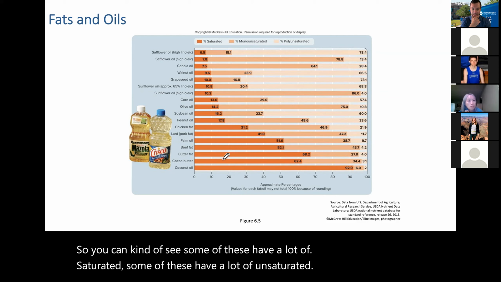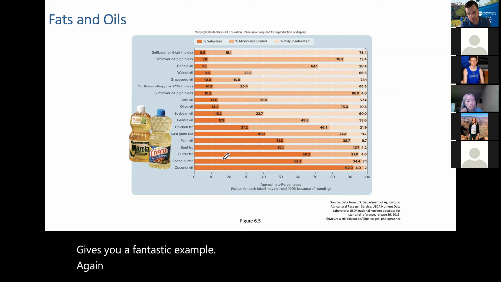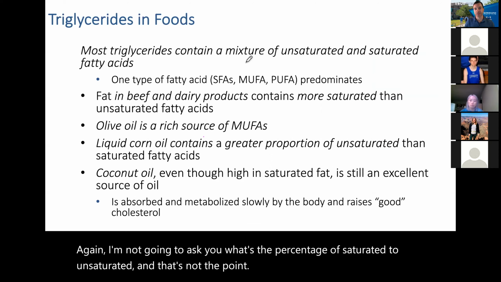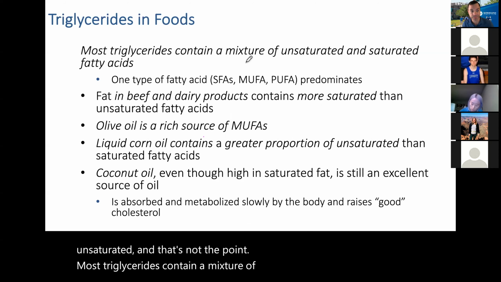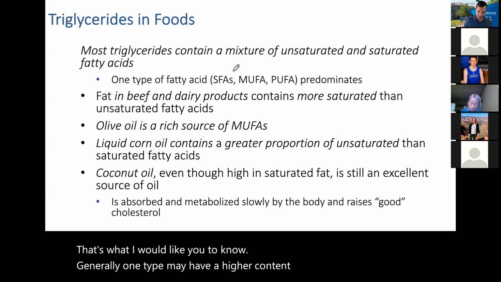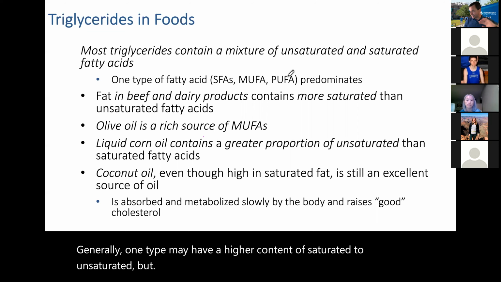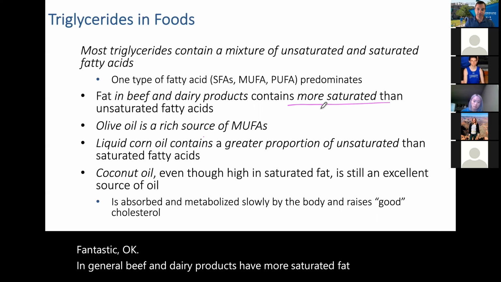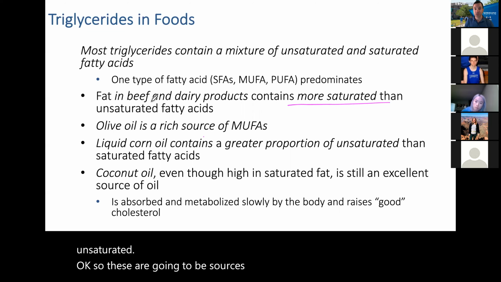It gives you a fantastic example. Again, I'm not going to ask you what's the percentage of saturated to unsaturated. That's not the point. Most triglycerides contain a mixture of both saturated and unsaturated. That's what I would like you to know. Generally, one type may have a higher content of saturated to unsaturated, but just knowing that it's a mixture, fantastic. In general, beef and dairy products have more saturated fat than unsaturated. Okay, so these are going to be sources that you want to consume not so much of.